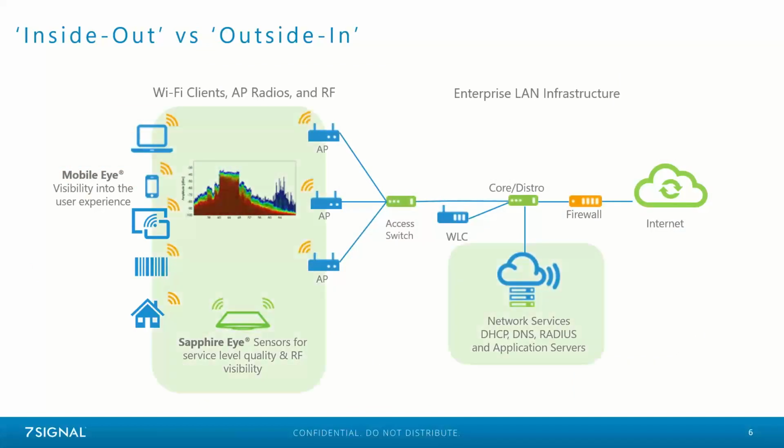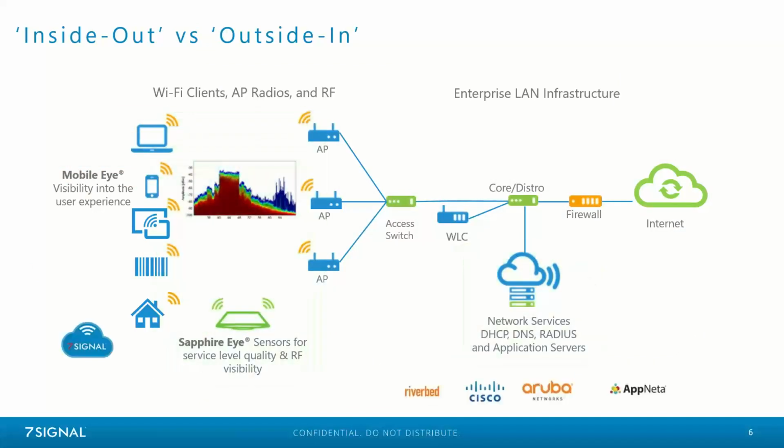So to give you a background as to what makes us so different at 7Signal, if you look at your typical enterprise LAN infrastructure here on the right, you've got great tools, great technologies installed on the network, giving you really useful feedback, useful data, such as your Cisco, Aruba, Riverbed, AppNeta, and more. But we pick up where they leave off, moving into a different space.